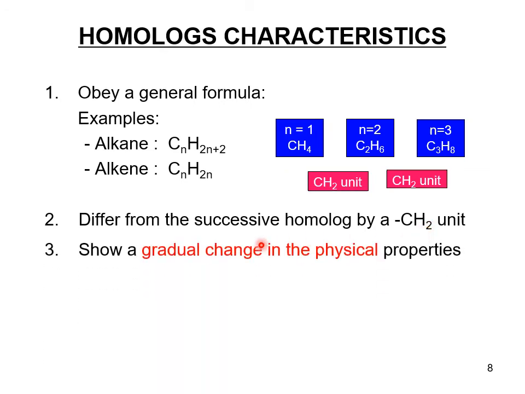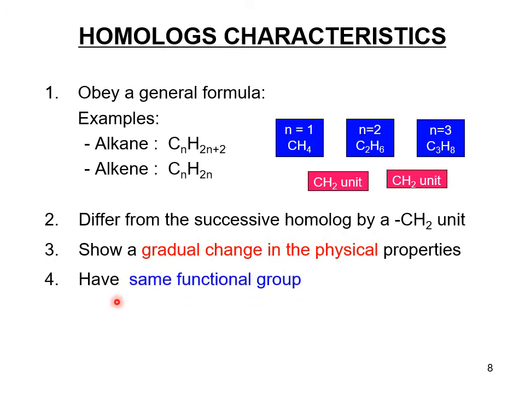Then they show a gradual change in the physical properties. For example, methane until butane are in gaseous form. Then pentane is in liquid form. And when the number of C or the molar mass increases, it will change to solid form. So maybe you can check, starting from pentane until which alkane is in liquid form, and then which one is in solid form. Have a check.